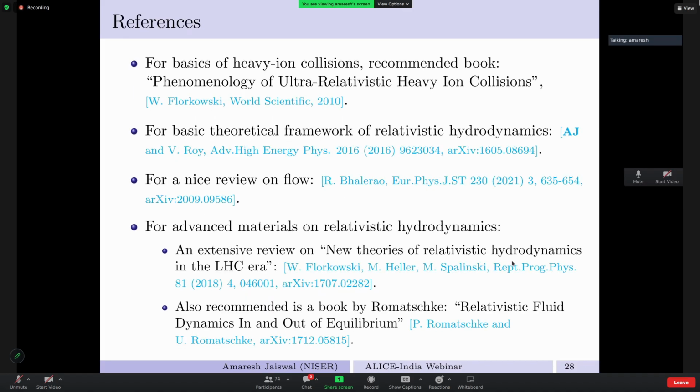There are these references I would suggest for phenomenology of heavy ion collisions. There is a book by Larkowski. I would shamelessly push my own review article for the basic framework on relativistic hydrodynamics, and a very nice review of flow can be found in the review article by Rajiv Bhalerao sir. It's very nicely written, with exercises as well. So I would suggest students work those out. And if you want to read more advanced material on relativistic hydrodynamics, there are these two. One is a review, and the other is a book by Paul Romatschke. I would suggest looking at that.